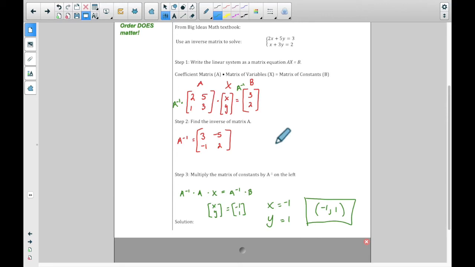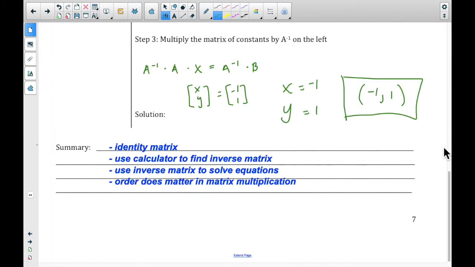We're going to write a couple things down in our summary. And actually, our summary is covering quite a few videos. I broke up this section of notes into 3 or 4 videos. So we have studied how to find the identity matrix. Remember, the identity matrix is the one that has the zeros and ones only. It's the one that looks like this. We learned how to use a calculator to find the inverse matrix. So that's like when we find the matrix of A inverse. And then we talked about how to use that inverse matrix to solve equations. And finally, of course, order does matter in matrix multiplication.